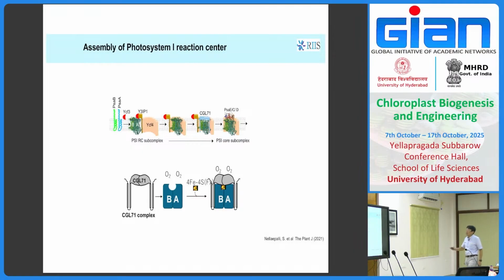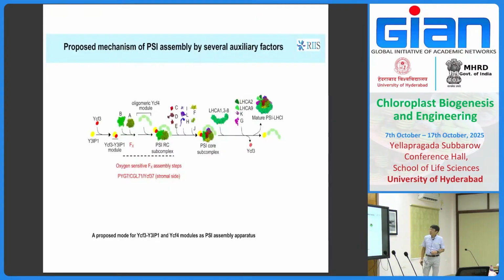Once PSA C, D, E is associated, it's replaced by this. It also covers this side, right? So the working hypothesis is the same thing, but CDL71 also works on this region, these steps.